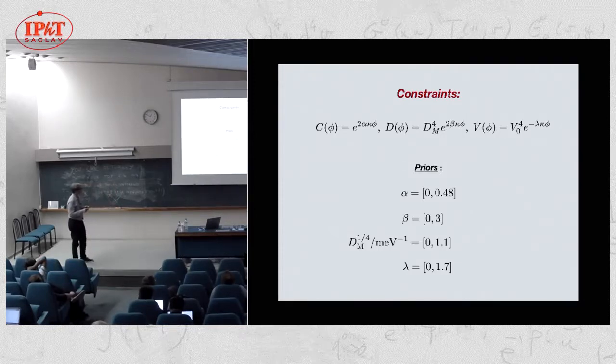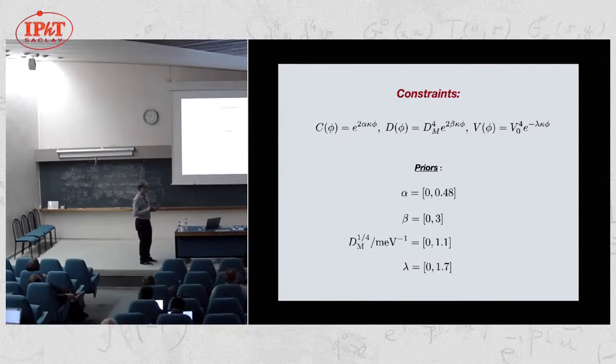So we introduce a beta. It's slightly different notation from Nelson's, and we have an exponential potential. For the priors, we say alpha should be between 0 and 0.48, beta between 0 and 3, because this is something we know: 0.48 is already, in a purely conformal case, ruled out. So we thought, okay, we go up to this point.